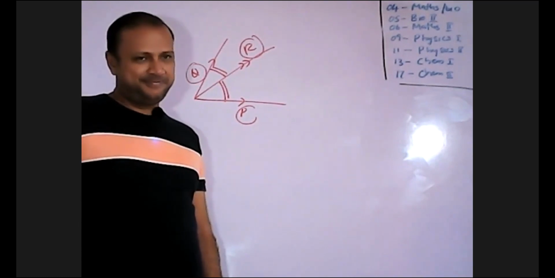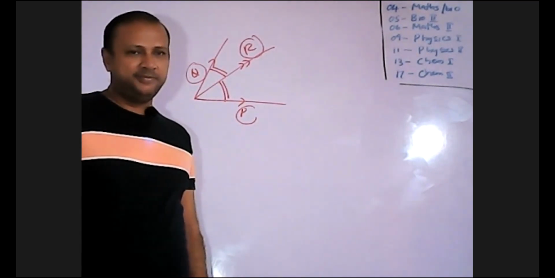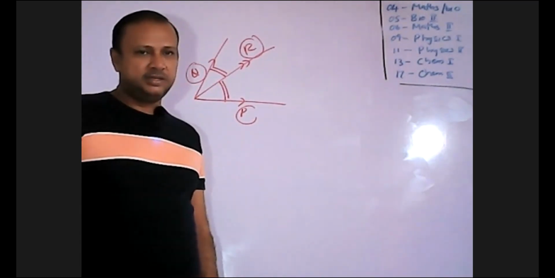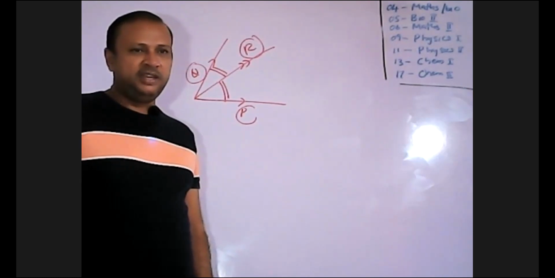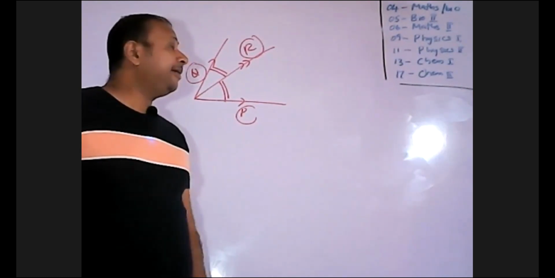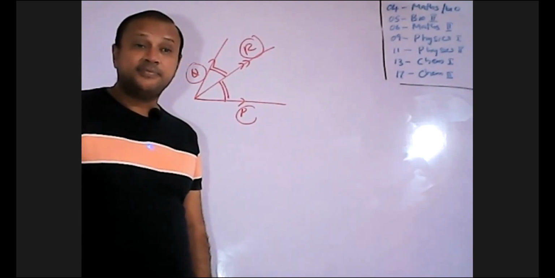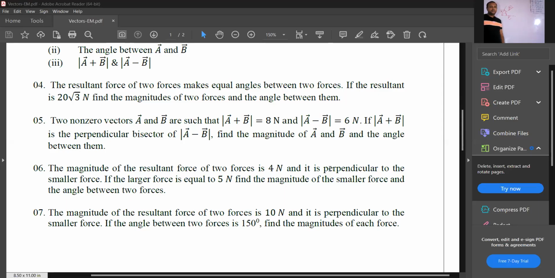What kind of parallelogram? So it should be a rhombus. Yes. Why can't it be a square? Because a square has the same sides, no? Why can't it be a square?